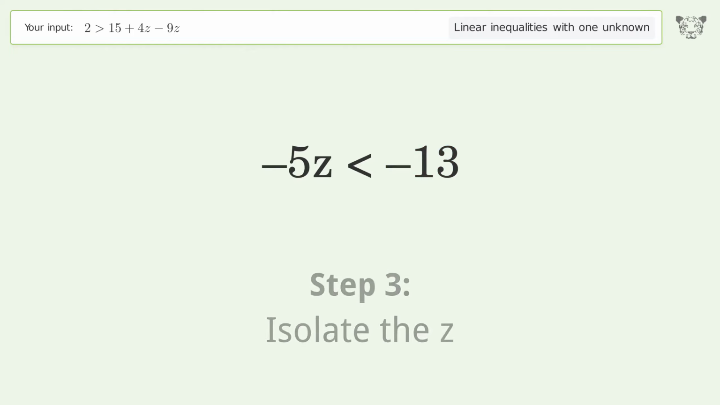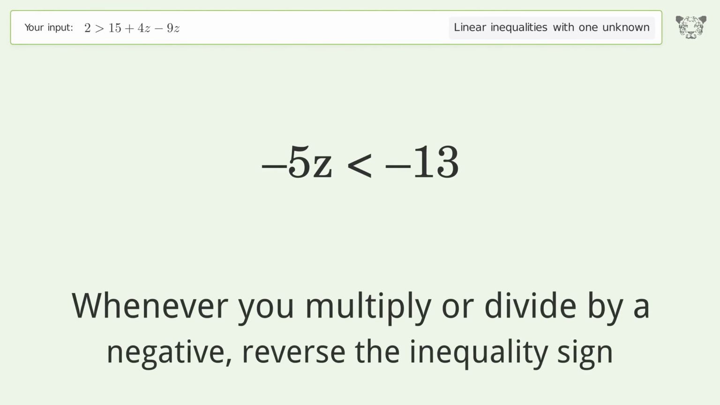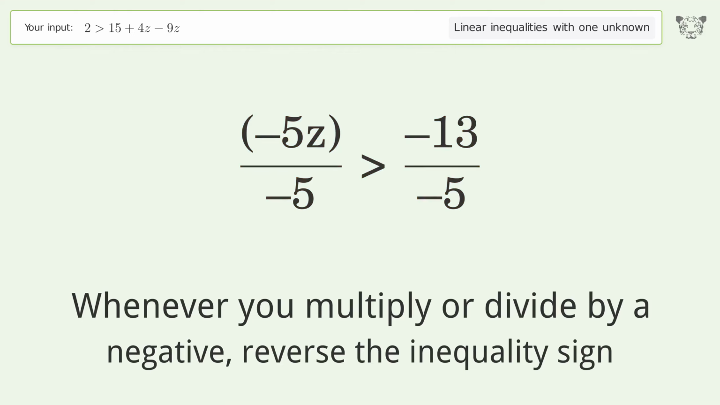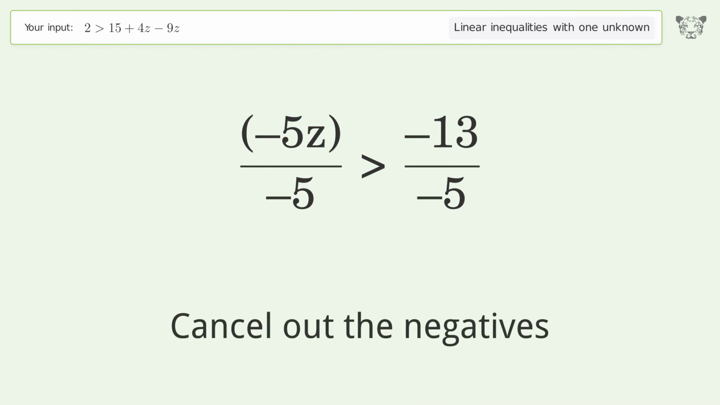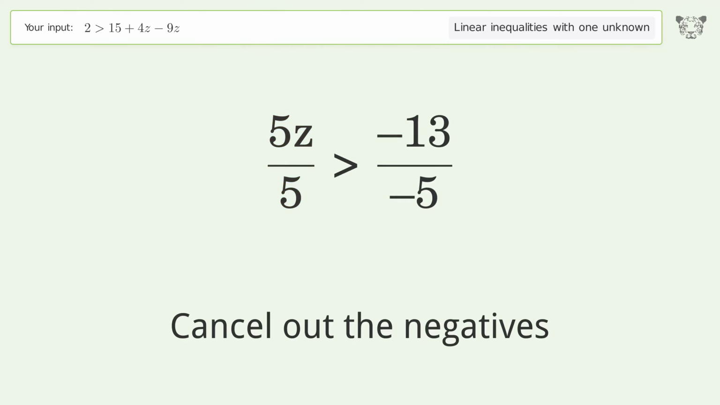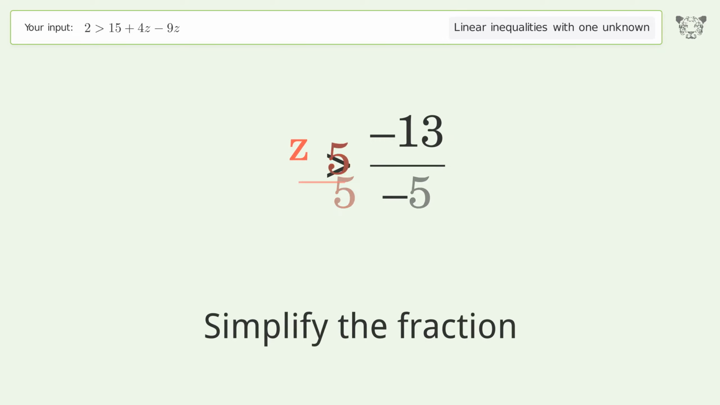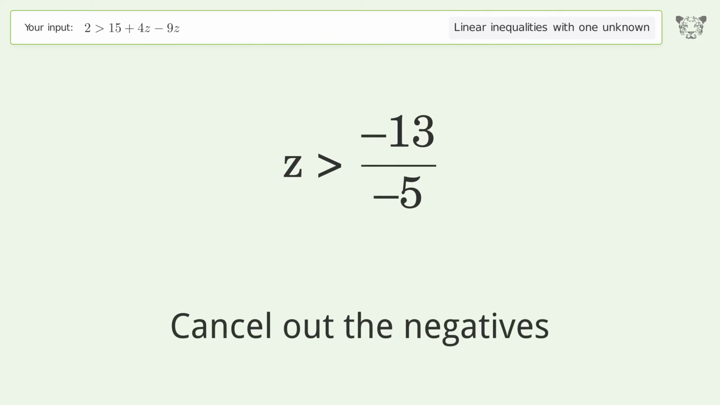Isolate the z. Divide both sides by -5. Whenever you multiply or divide by a negative, reverse the inequality sign. Cancel out the negatives. Simplify the fraction. Cancel out the negatives.